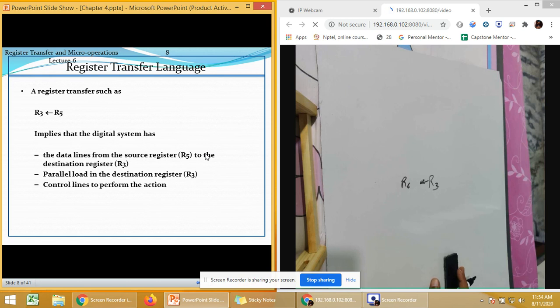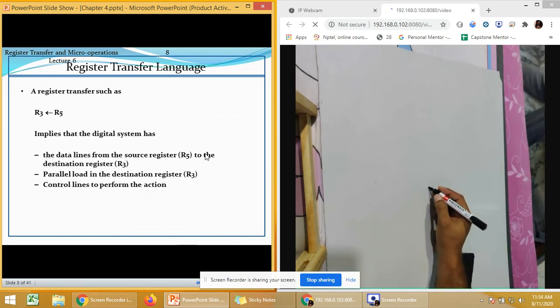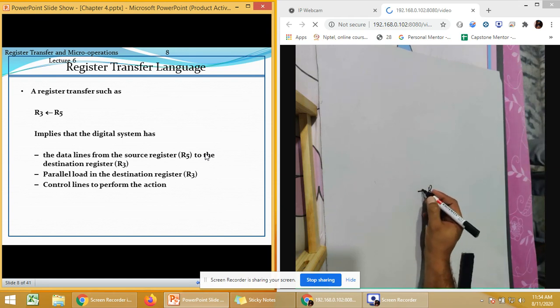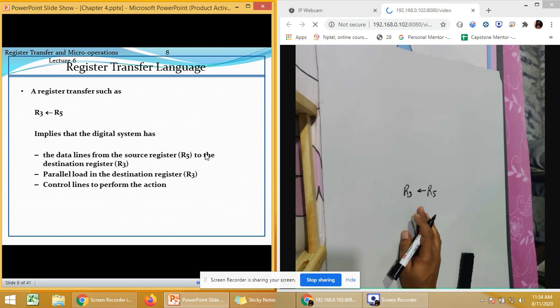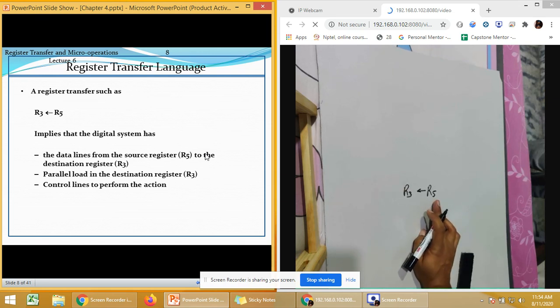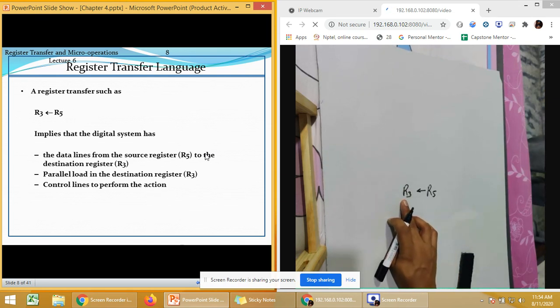Now what do we need if we want to transfer the data from one register to another? Like in this case, R5 to R3. What are the things which we require? First of all, we need a connection between the R5 and R3 registers. This is a must which we need to have.